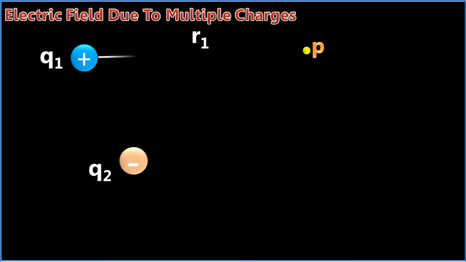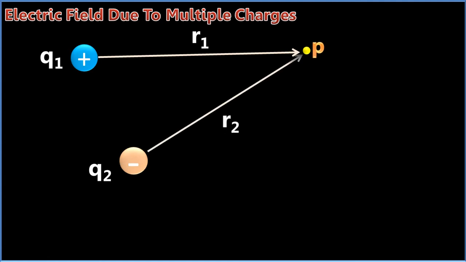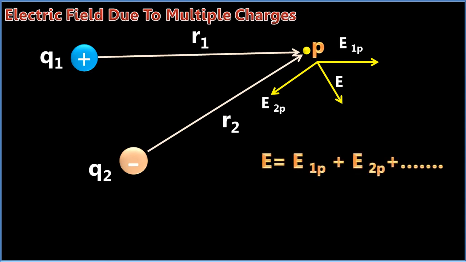Electric field due to multiple charges. Consider a number of point charges Q1, Q2 and so on, which are at distances r1P, r2P, and so on from point P as shown in figure. The resultant electric field is the vector sum of individual electric fields, as E is equal to E1P plus E2P plus and so on.